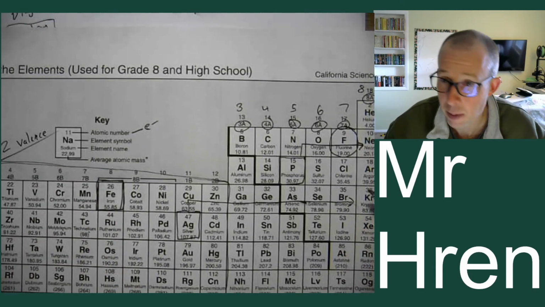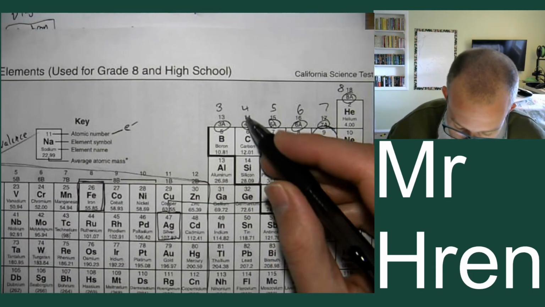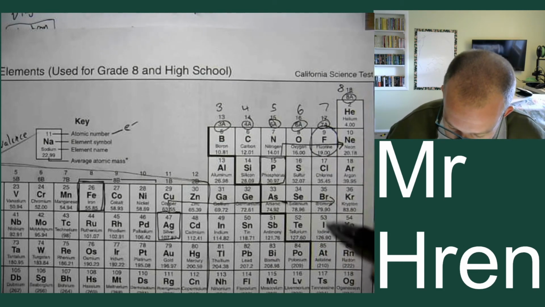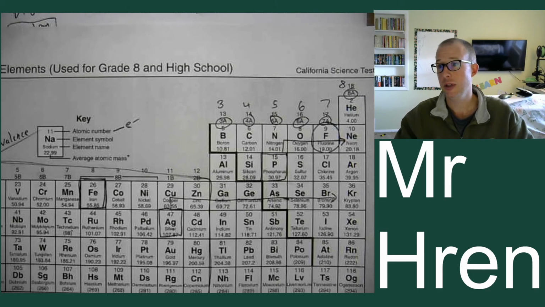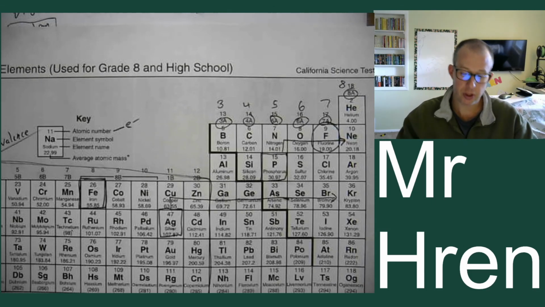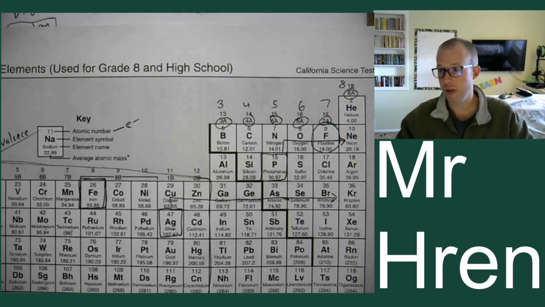So if we asked how many valence electrons carbon has, you'd say 4. What about sulfur? 6. Iodine? 7. It's just that simple. It's not something you need to be too worried about, but I just wanted to make sure that you understood what it was.